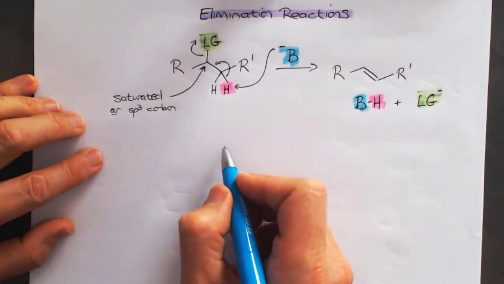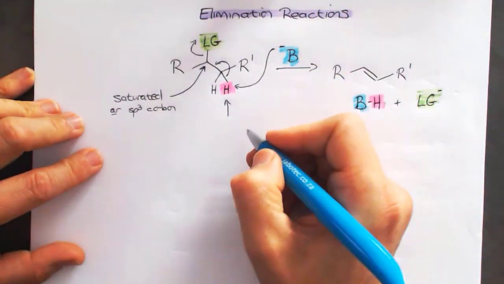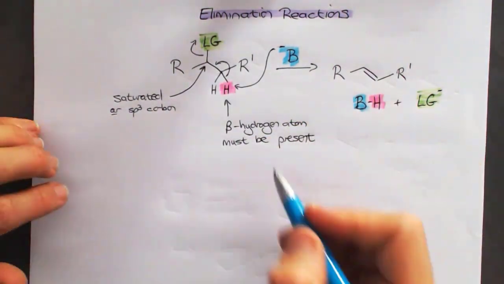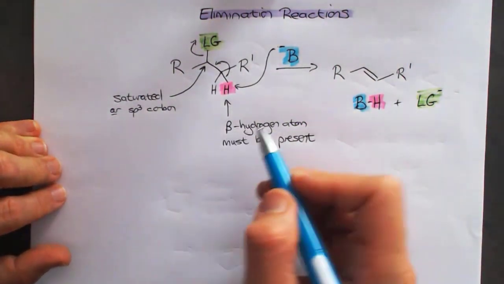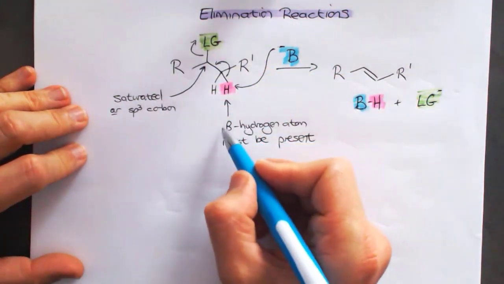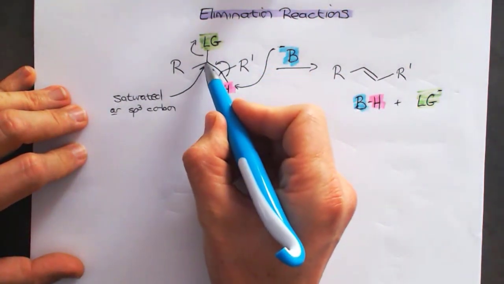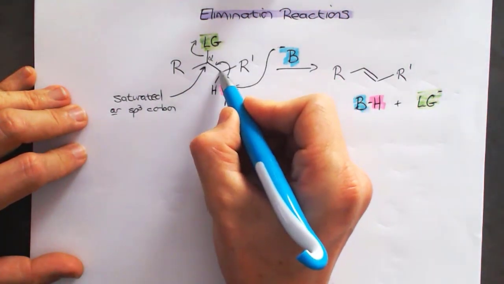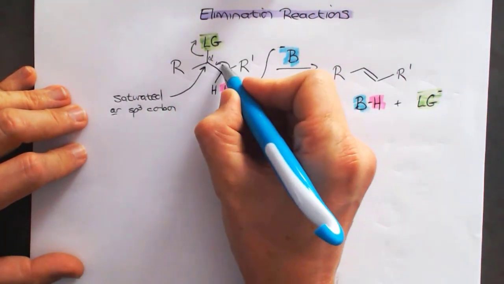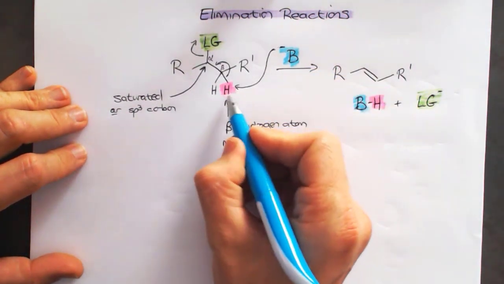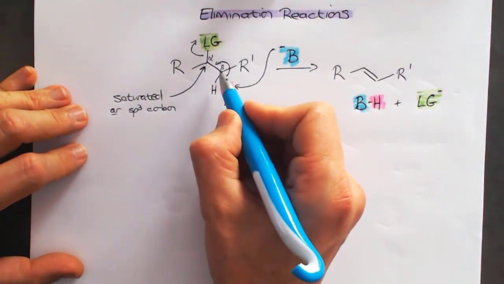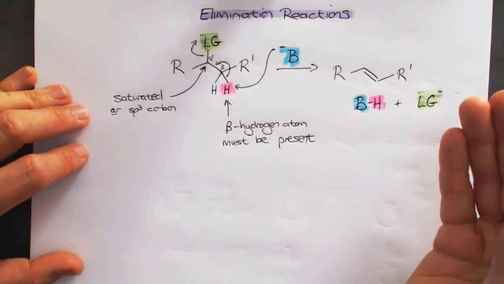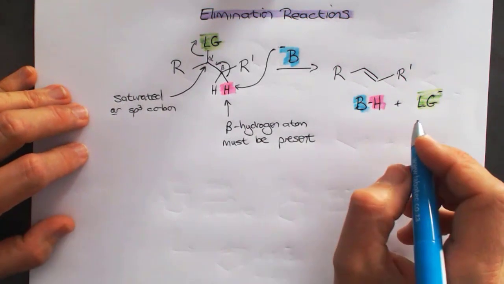The other thing that is quite important, and this is the new thing that we've seen, is that we must have what we call beta hydrogens. What do we mean by beta hydrogen? The language that we use here is that the leaving group is on the alpha position, and the carbon next door, which could be on either side, is the beta position. So this hydrogen is on the carbon which is beta to the leaving group. That is an important feature. If you don't have that, an elimination reaction cannot happen at all.